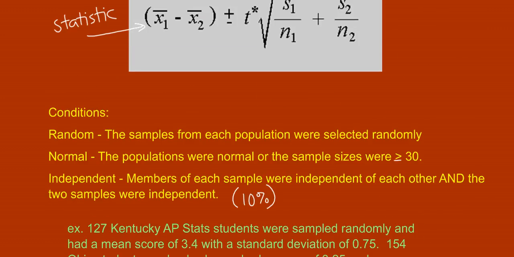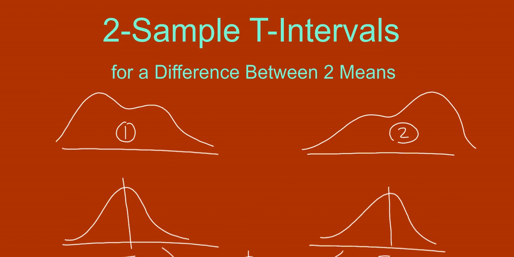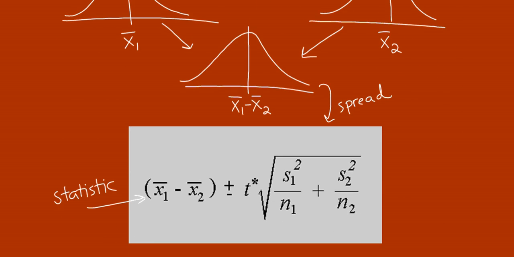Okay, so just a quick review. We're doing a confidence interval, but it's for the difference between two means. There is an actual difference out there somewhere. We are trying to estimate it using this new version of our confidence interval formula. All right, that's going to do it for this one.